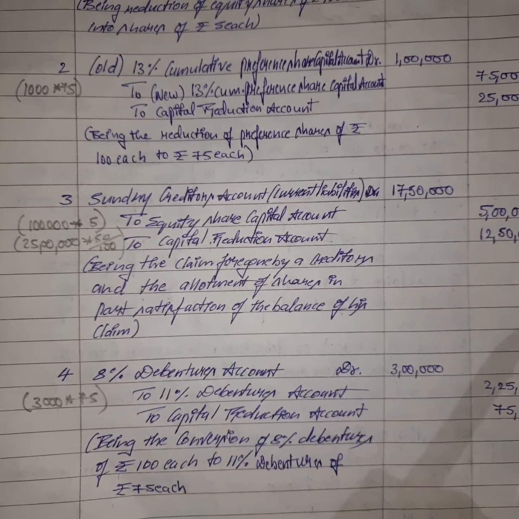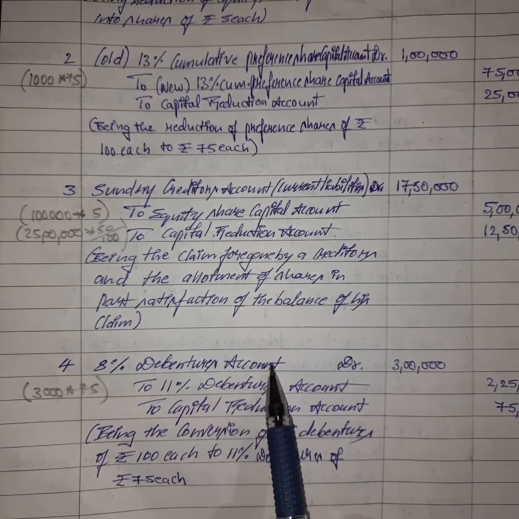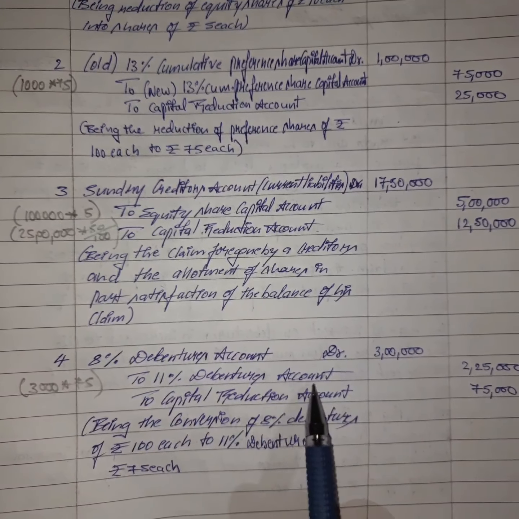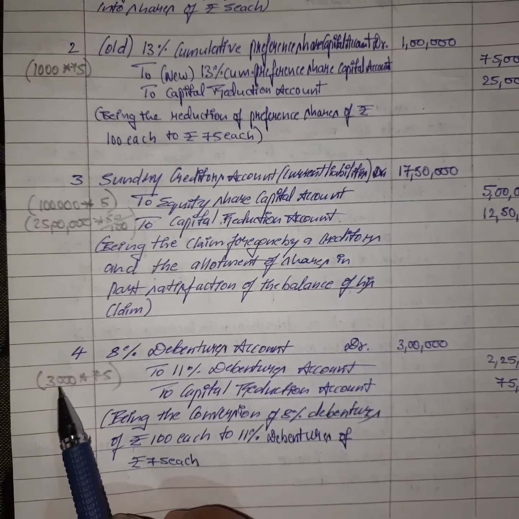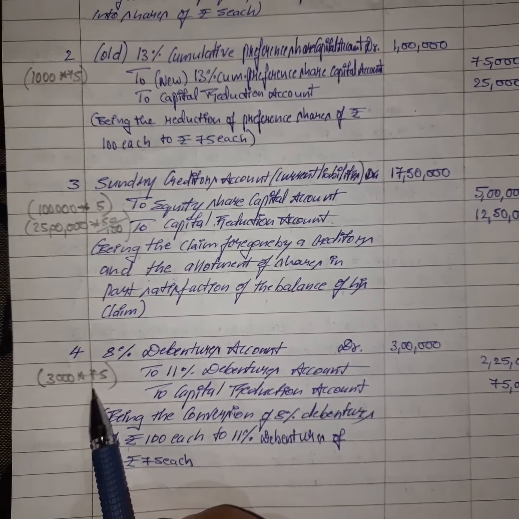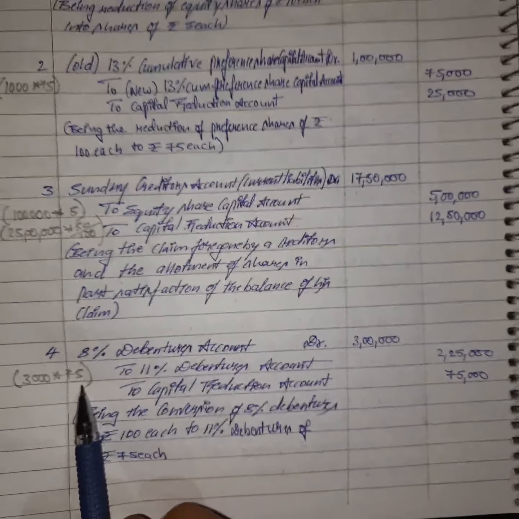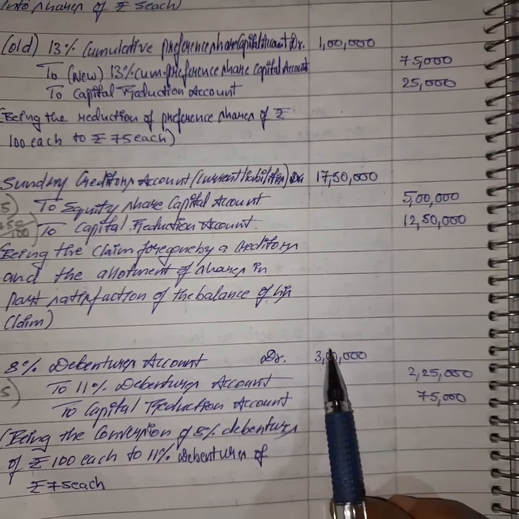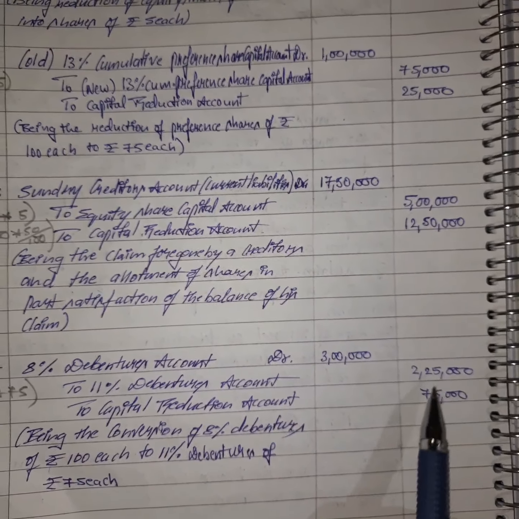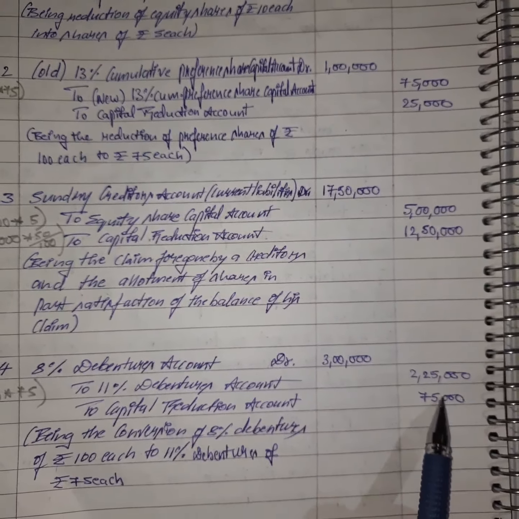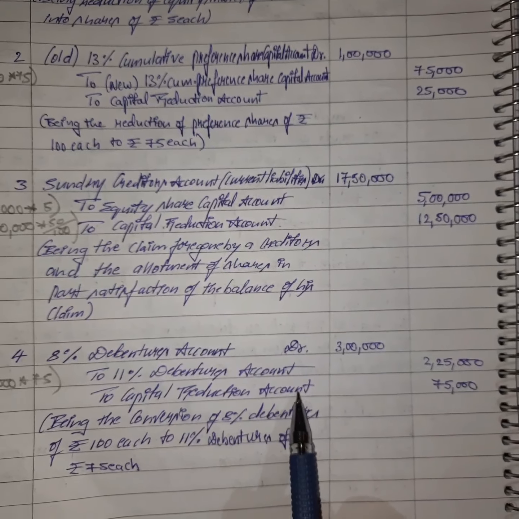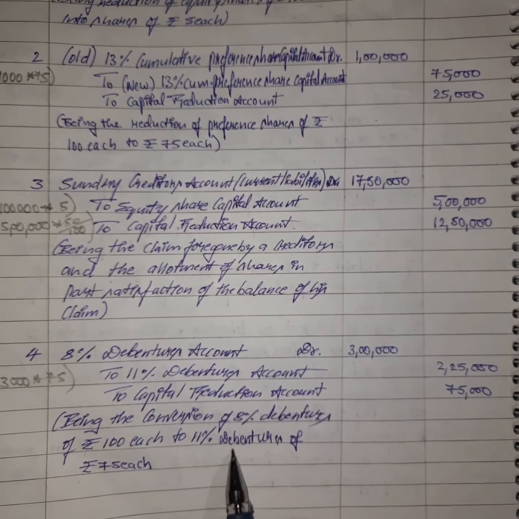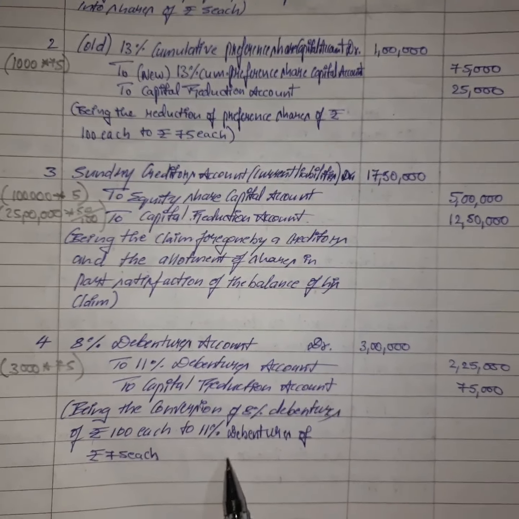Next entry, 8% debenture account debit 3 lakh. To 11% debenture account, 3,000 debentures into rupees 75 each. In the credit side, 2,25,000. 3 lakh minus 2,25,000, the balancing figure is 75,000. You will be mentioning in the credit side to capital reduction account, being the conversion of 8% debenture of rupees 100 each to 11% debenture of rupees 75 each.